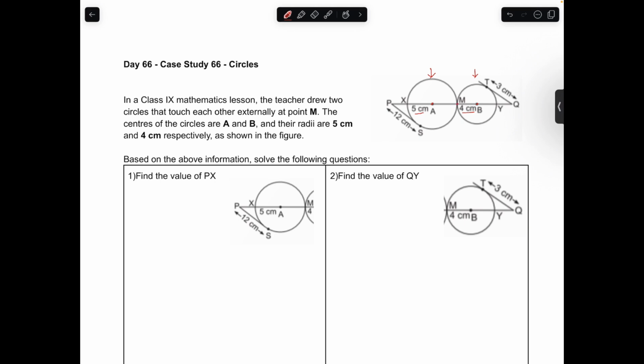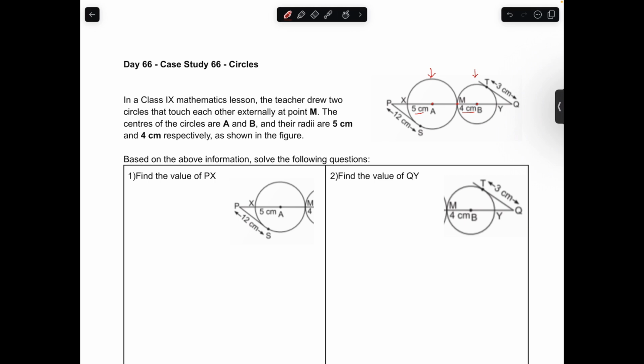Also for the bigger circle, there is a point P outside the circle. From that external point, there is a tangent PS to the circle which touches the circle at S. Similarly, for the smaller circle, there is a point Q outside the circle. The tangent from Q is QT and it touches the circle at the point T. Based on the above information, solve the following questions. Question 1. Find the value of PX.